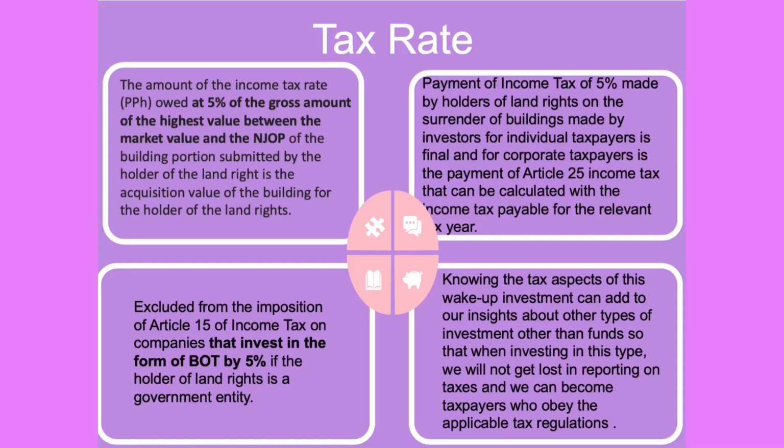Next, tax rate. The income tax rate (PPh) owed is 5% of the gross amount of the highest value between the market value and the NJOP of the building portion submitted by the holder of the land right, which is the acquisition value of the building for the holder of the land right. The payment of income tax of 5% made by holders of land right on the surrender of the building made by the investor is final for individual taxpayers, and for corporate taxpayers is the payment of Article 25 income tax that can be credited against the income tax payable for the relevant year.